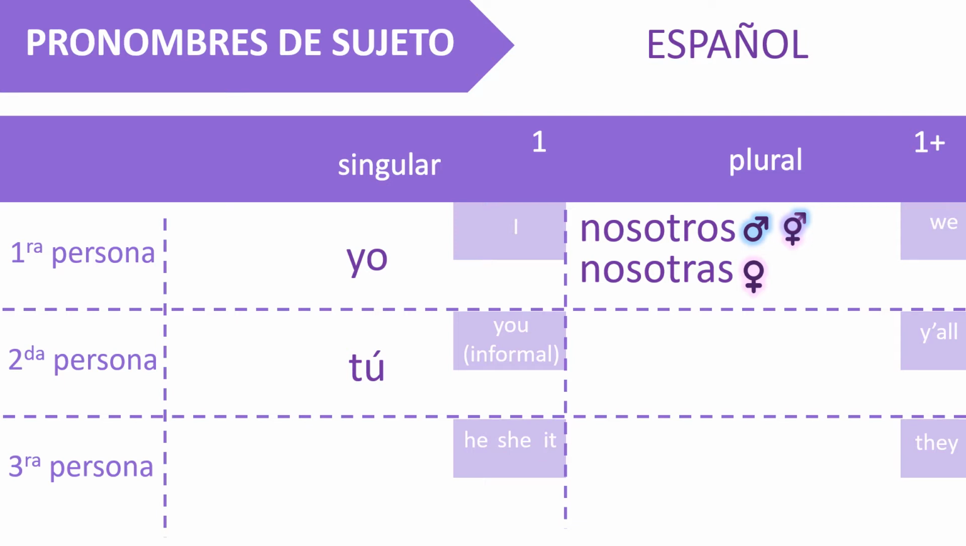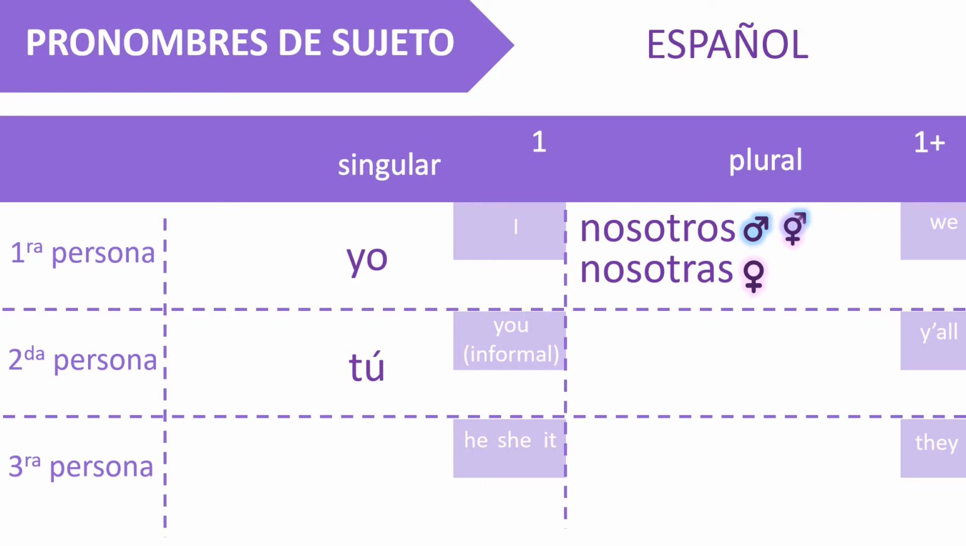Nosotros can be used for a group of males or a group of males and females together. Nosotras is only used when a person is saying we and talking about a group of females. If you are male identifying, you will not use nosotras to talk about yourself. This also includes a large group of women with one male. You could have a group of 100 women and one male, and you will use nosotros. As soon as there is one male in the group, Spanish will default to the masculine. You can kind of look at the masculine grammatically as masculine or neutral in the plural.